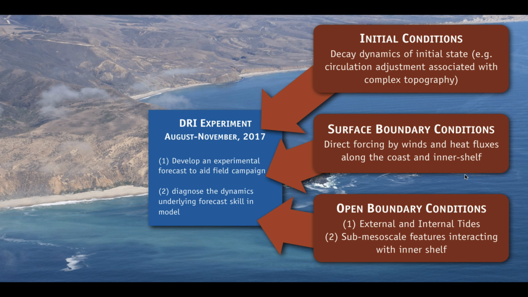With that said, we'd like to investigate these dynamics in the context of the DRI experiment that took place between August and November of 2017. And in particular, for this experiment, one of the goals was, one, to develop an experimental forecast to aid the field campaign in real time, and two, to diagnose the dynamics underlying the forecast skill in the model.